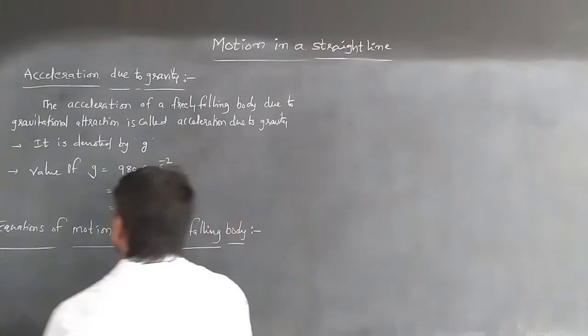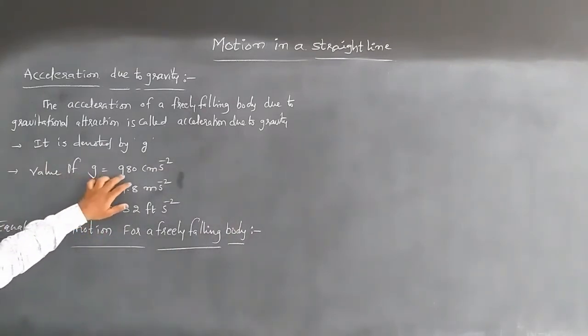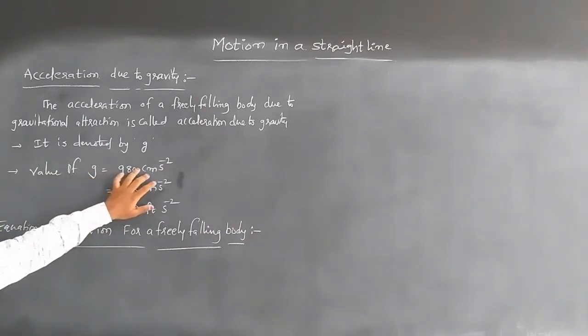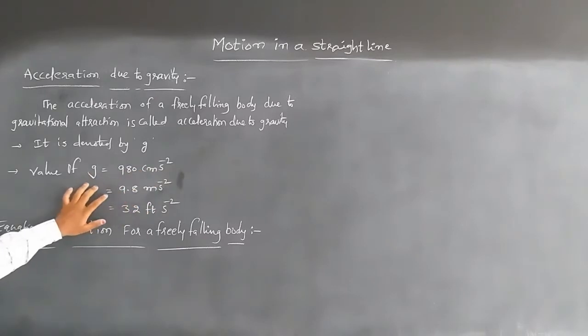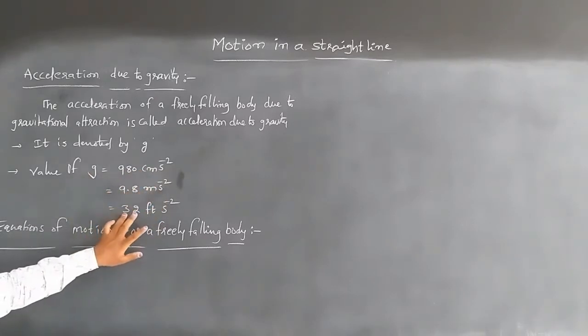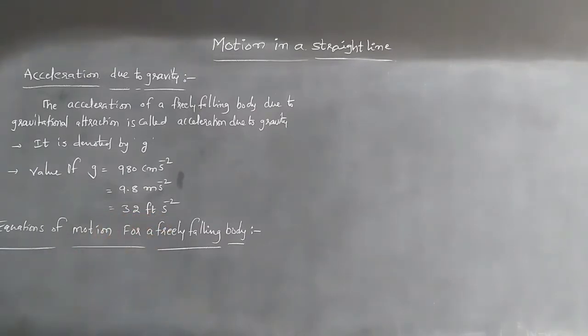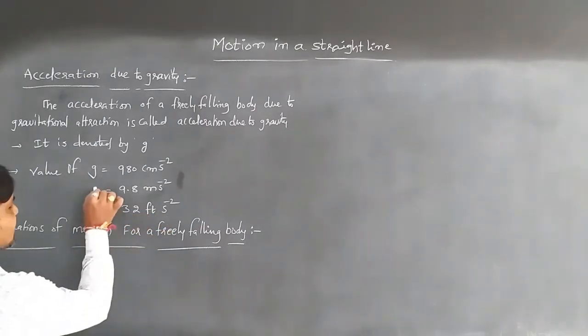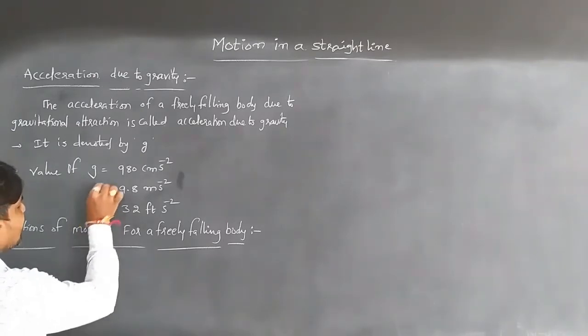its value in CGS is 980 centimeter per second square, and in meter per second square it is 9.8 meter per second square. In feet we can write that as 32 feet per second square. These are all the values of acceleration due to gravity.